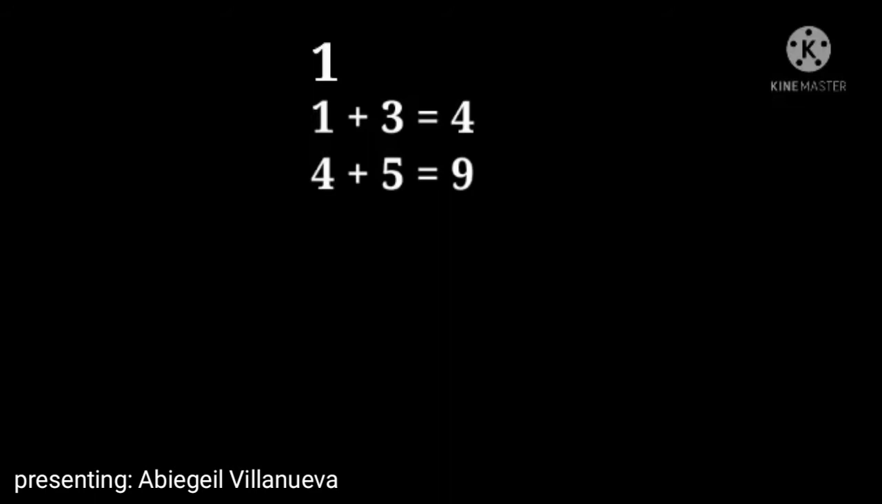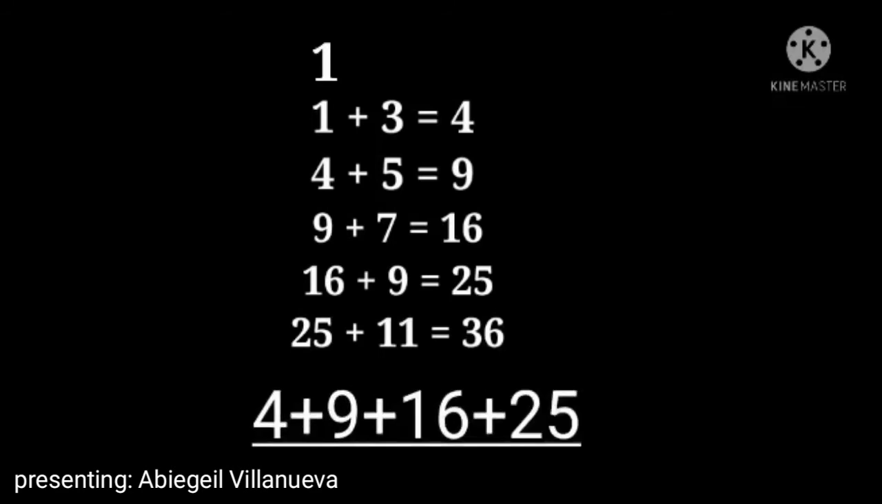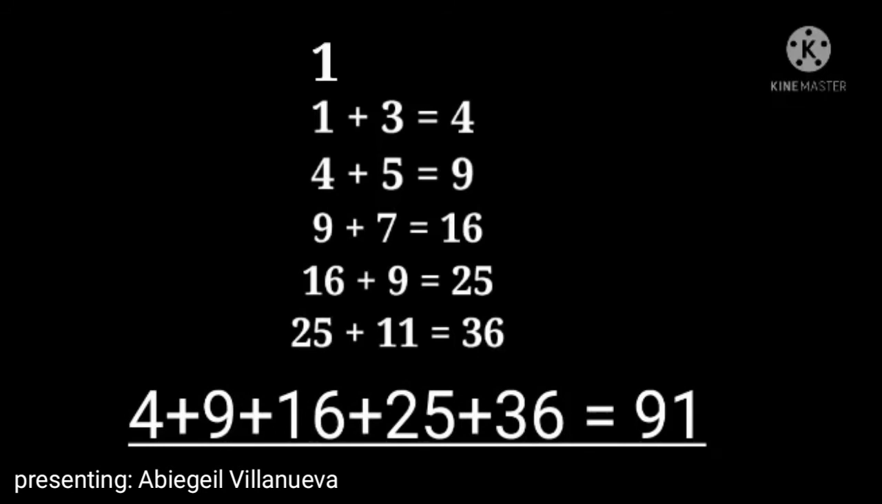Once a pattern is found, students may not need to use manipulatives. 9 plus 7 equals 16, 16 plus 9 equals 25, and 25 plus 11 equals 36. Then add the basketballs used to make all 6 layers, and the answer is 91 balls.